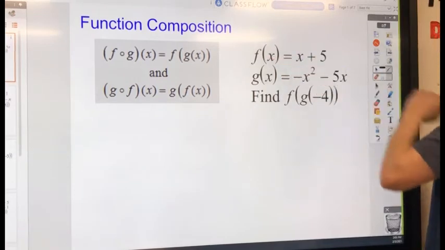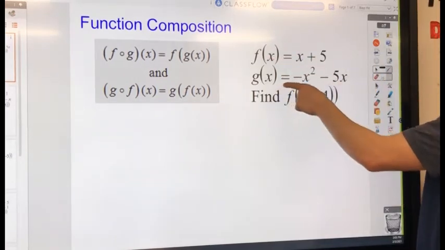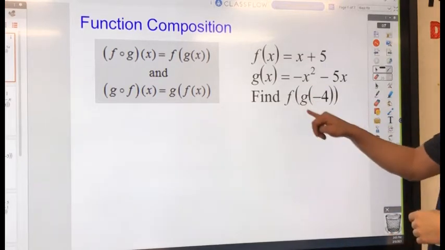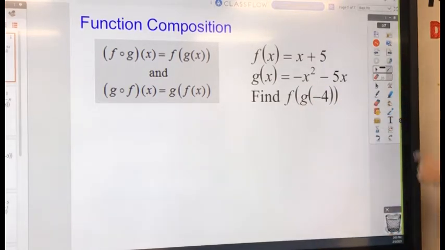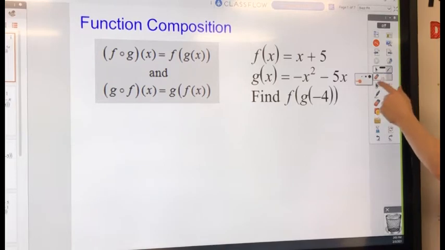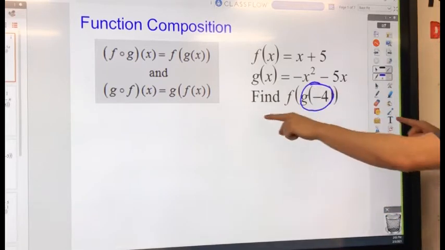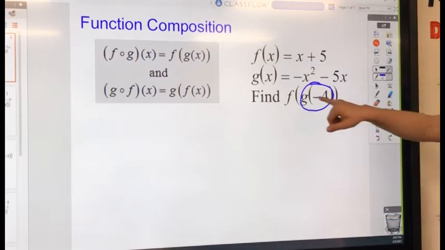So I have my function f of x equals x plus 5, and g of x equals negative x squared minus 5x. I want to find f of g of negative 4. So how we work is, first I need to work out the problem here. We want to work from the inside out. I want to find g of negative 4.